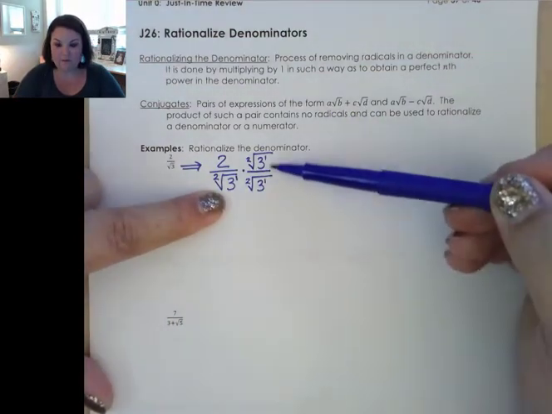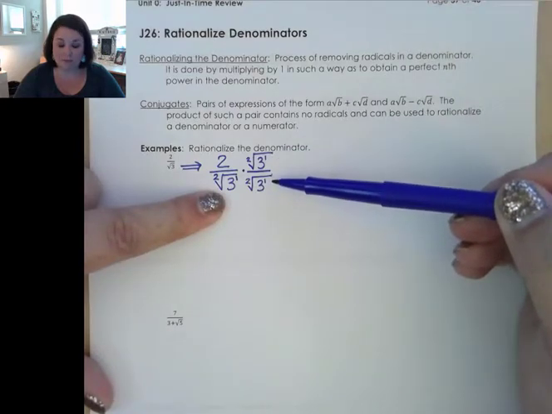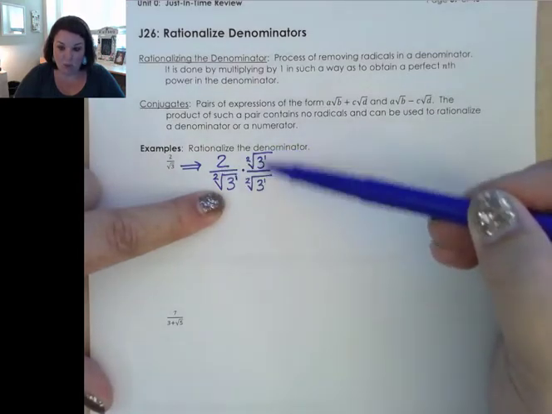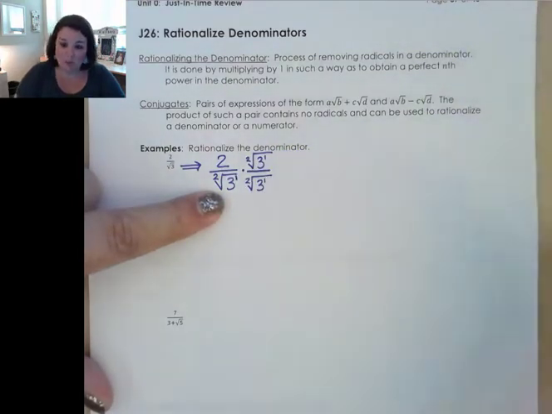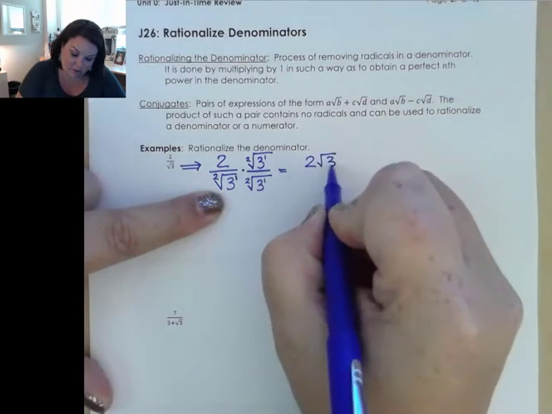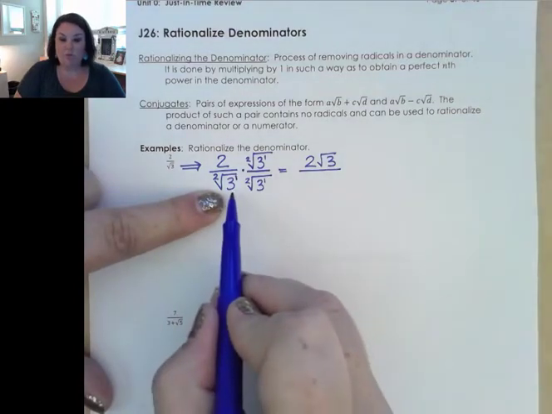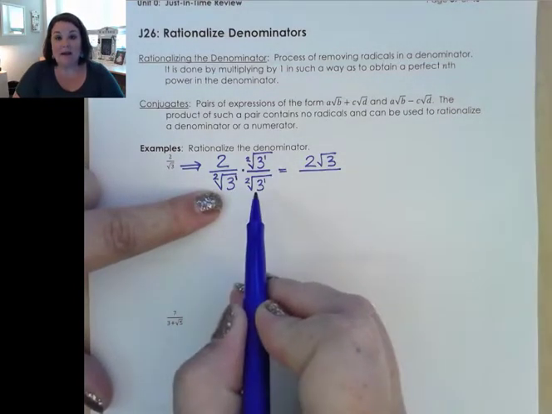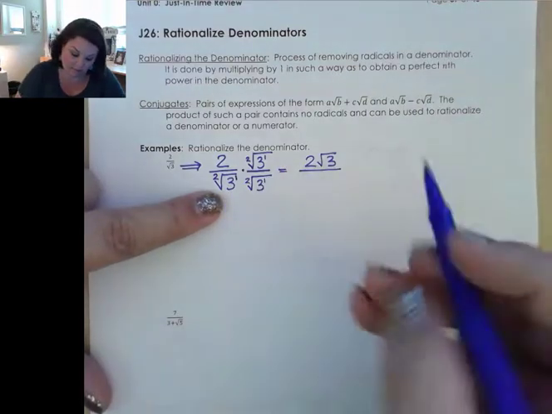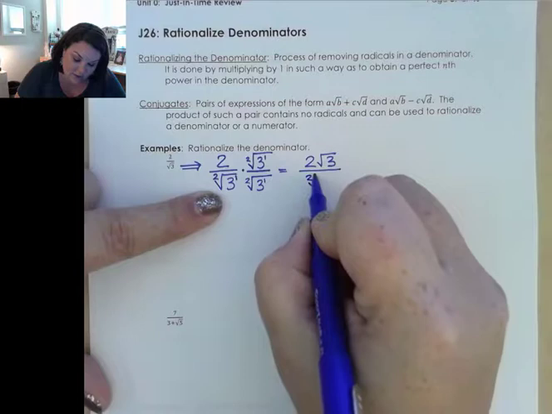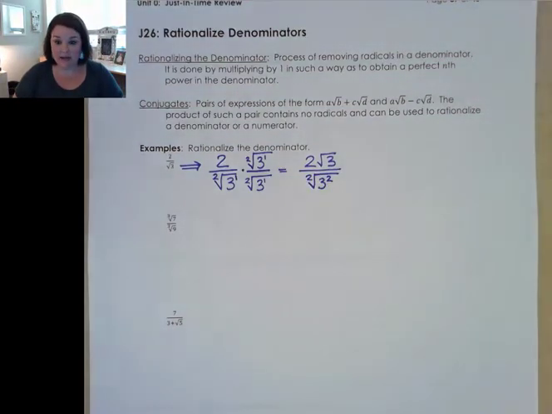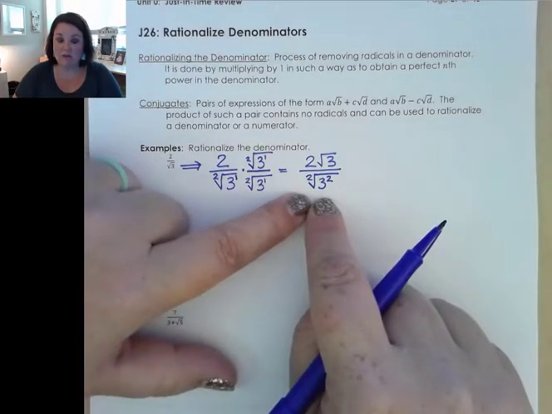Notice by multiplying by the square root of 3 over the square root of 3, I'm not changing the value because this is just 1. If I multiply my original expression by 1, it doesn't change the value. When I multiply this, I'll get 2 square root of 3 on top. And on bottom, remember, we can multiply radical expressions as long as they have the same root by just multiplying what's underneath them. So this gives me the square root of 3 squared, or in other words, the square root of 9, which then just simplifies down to a 3.